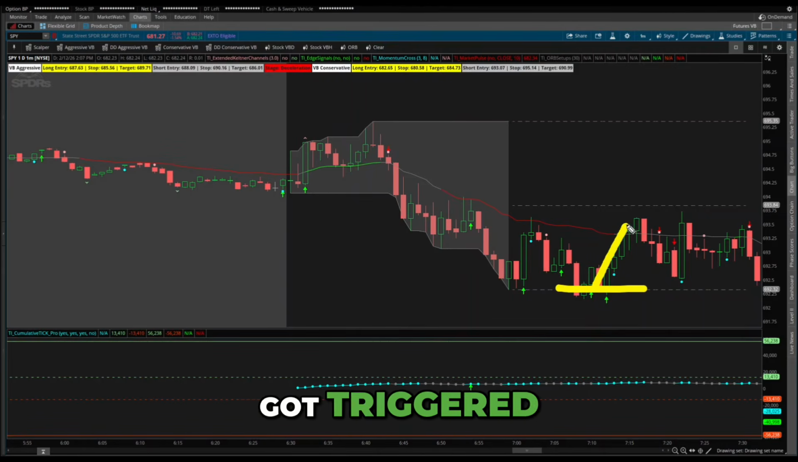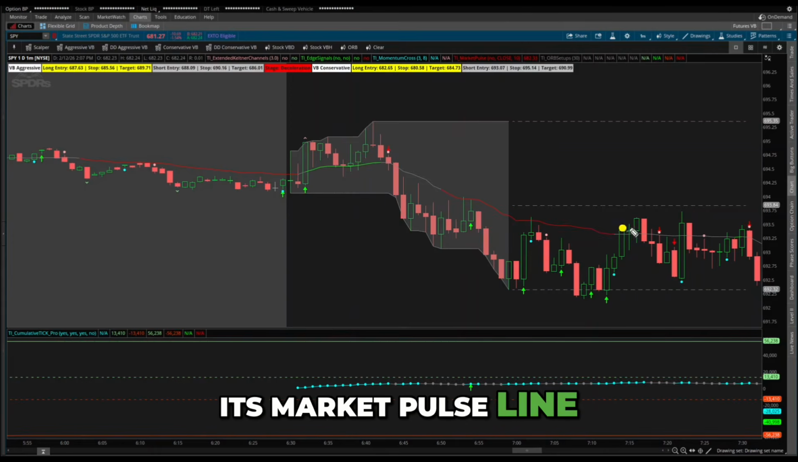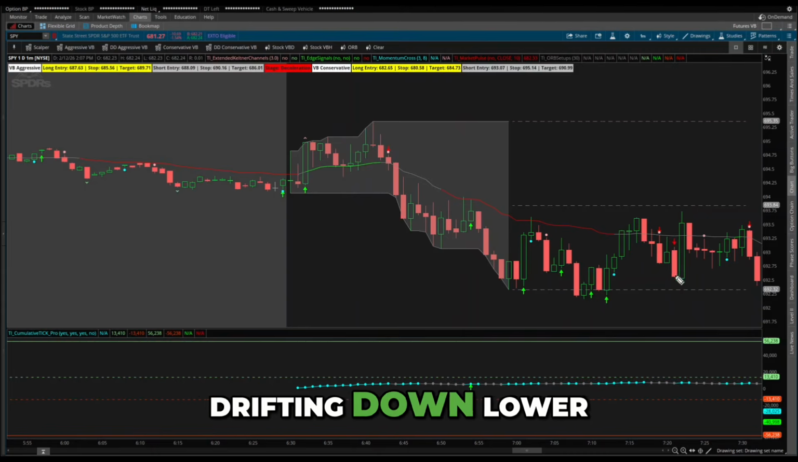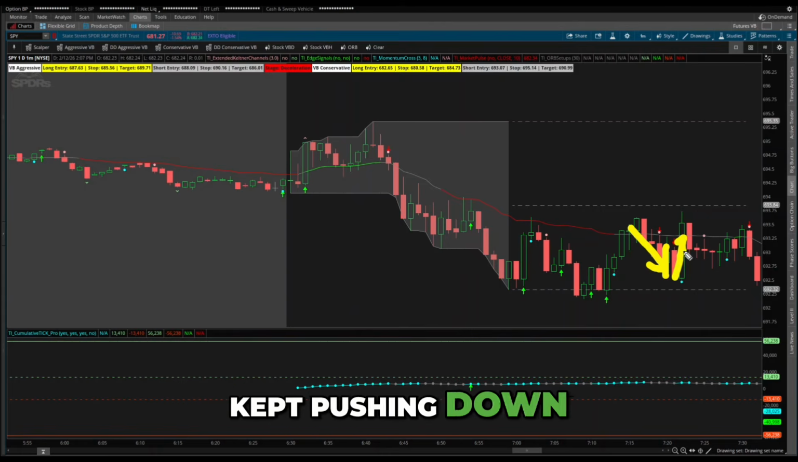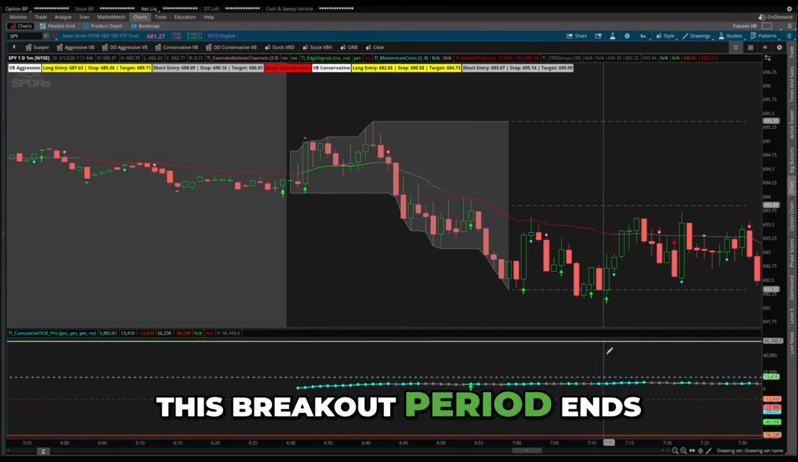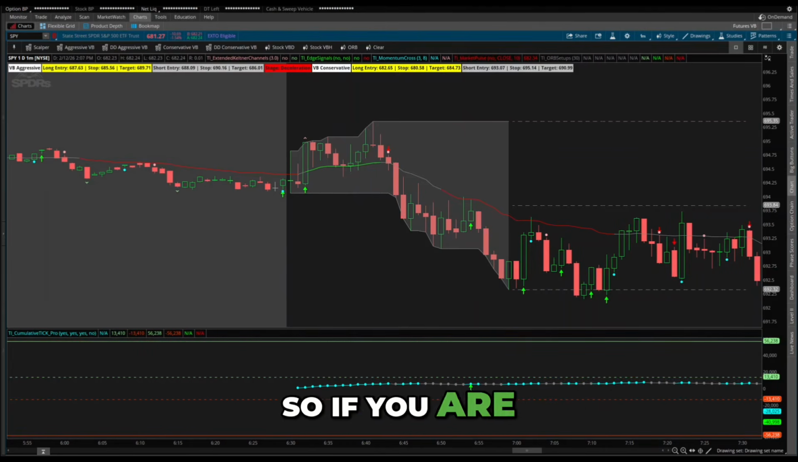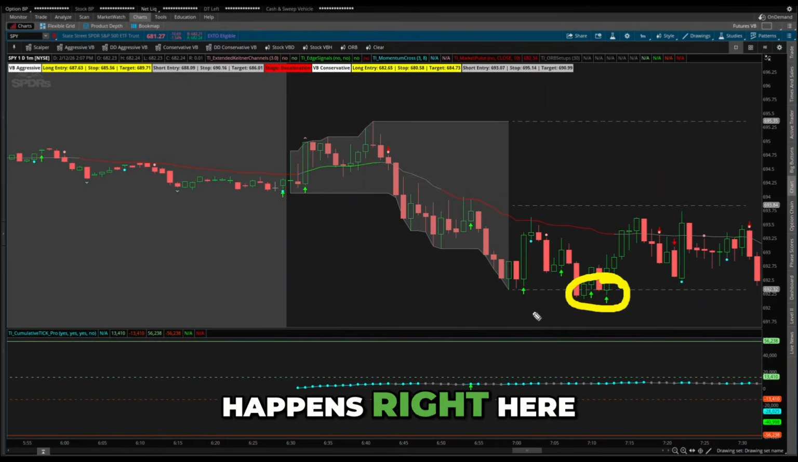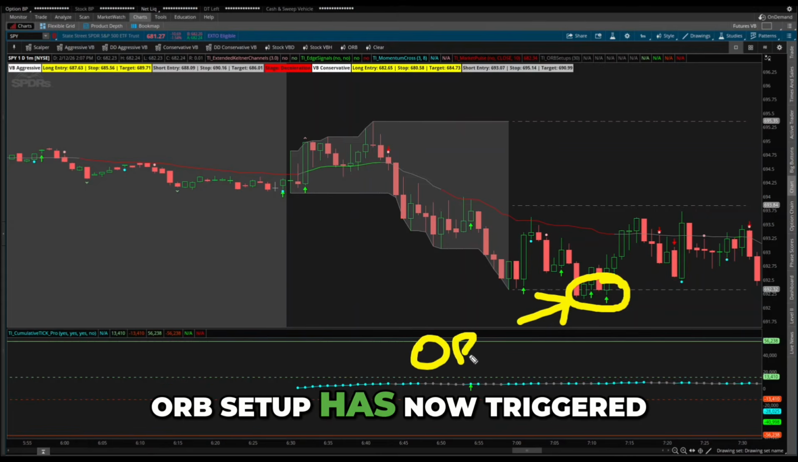And after the short got triggered, you'll see the S&P pulled right back to its market pulse line. We continued to keep drifting down lower, and each time price kept pushing down, you'll see buyers try to defend price all the way up until this breakout period ends. So if you are a morning trader, you are in front of your screens, as soon as this happens right here, you know that the ORB setup has now triggered.